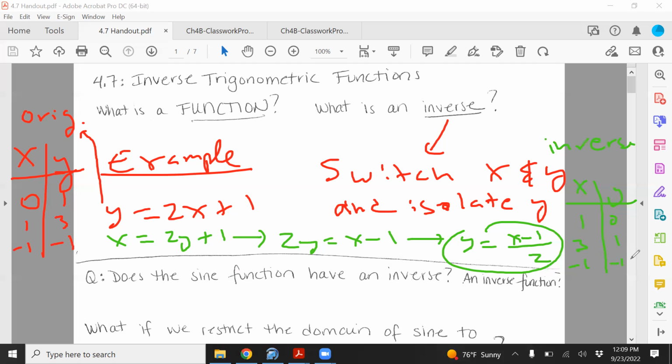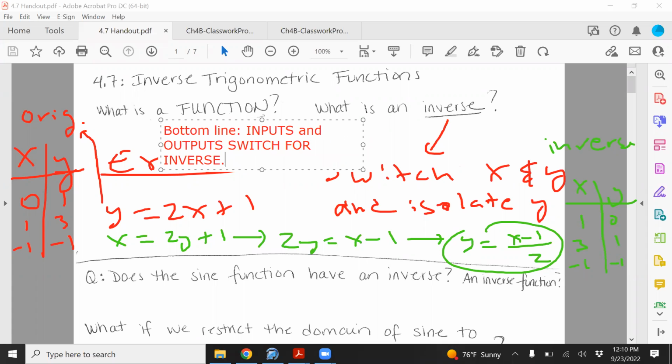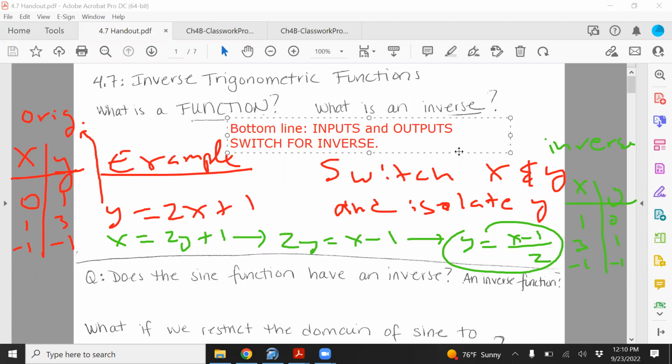The key point for today is that whatever we used to plug into sine and cosine is actually going to be the output, whereas the output is now going to become the input. So the bottom line, it is confusing. That's where we're going to spend some time on this. The bottom line: inputs and outputs switch, or inverse. Okay, they will switch. Because that kind of sets a tone for these notes today.